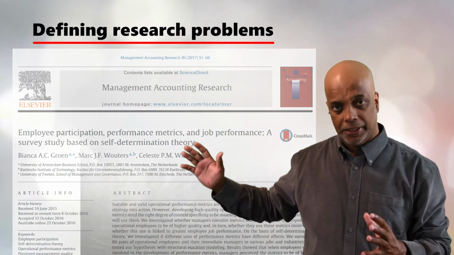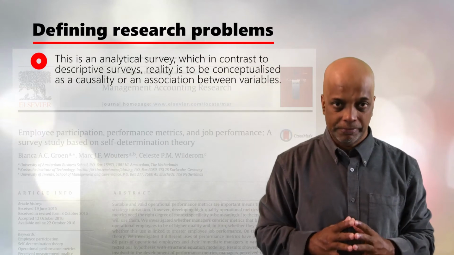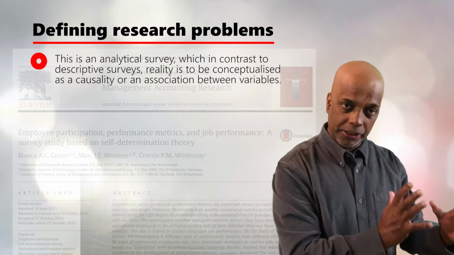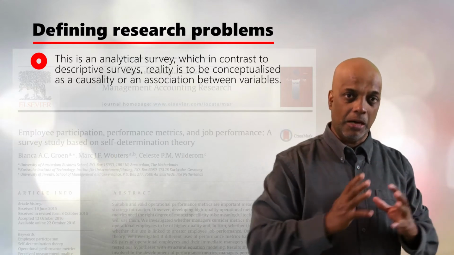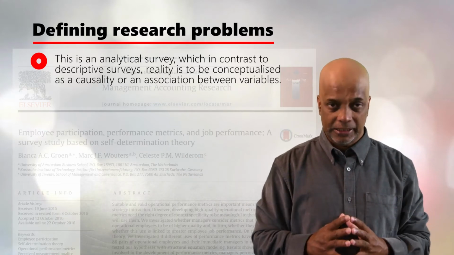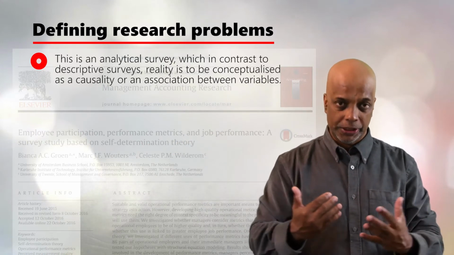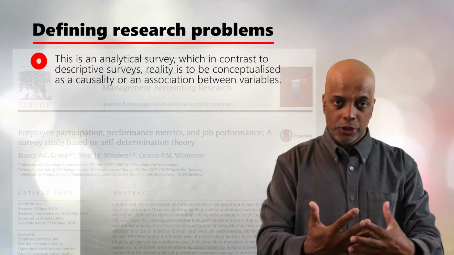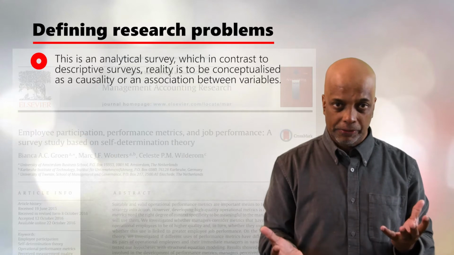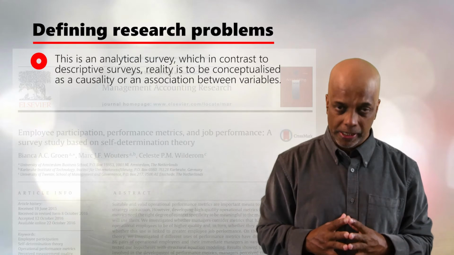As you will understand, this paper is an analytical survey. In contrast to descriptive surveys that we just discussed in our previous example, in the case of an analytical survey, as in this example paper, the reality situation or the reality problem is to be conceptualized as a causality or association between variables, dependent and independent variables.